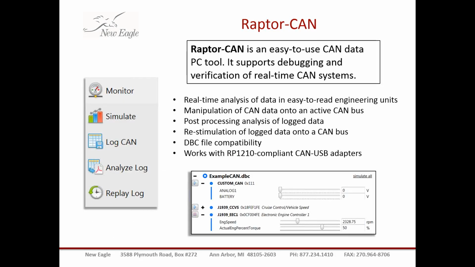So the next tool is RaptorCan, and this is particularly useful in distributed control systems. Day-to-day use of raw CAN data can be cumbersome, and so this tool allows you to use a DBC as a primary lens through which you'll see your system. It allows you to simulate messages based off of a DBC. Of course, you can open the DBC file and see the signals and engineering data, and then logging, analyzing.